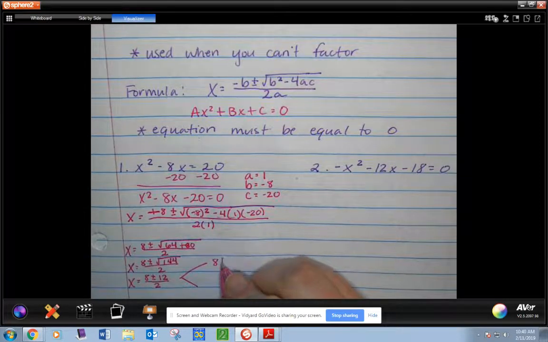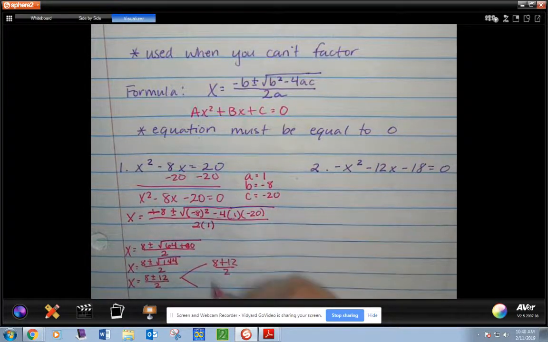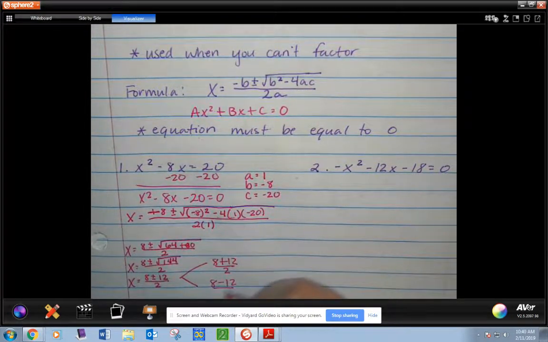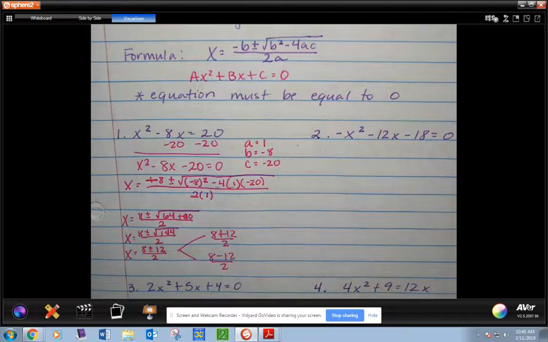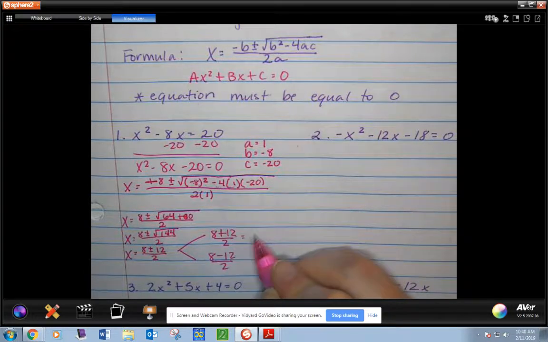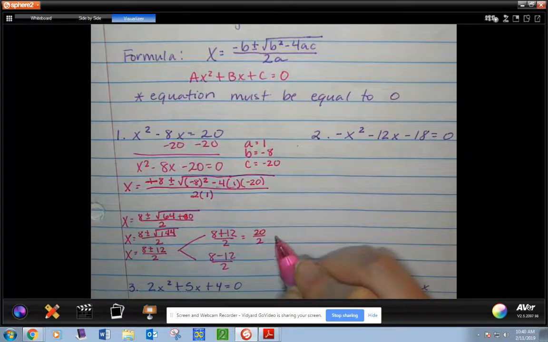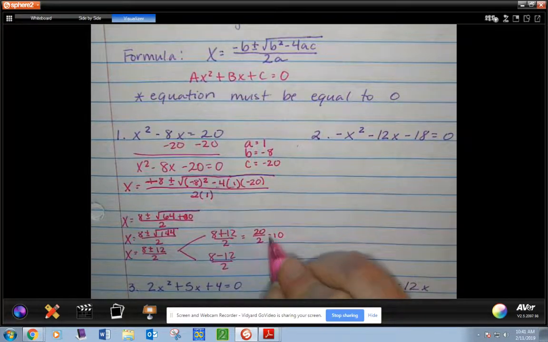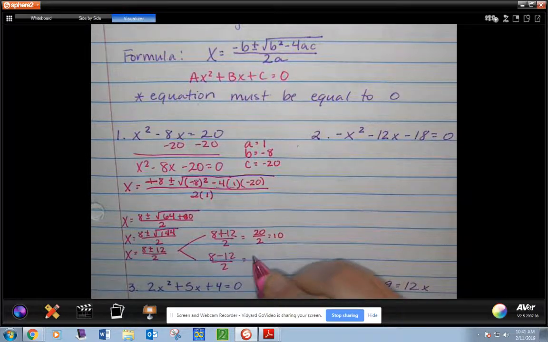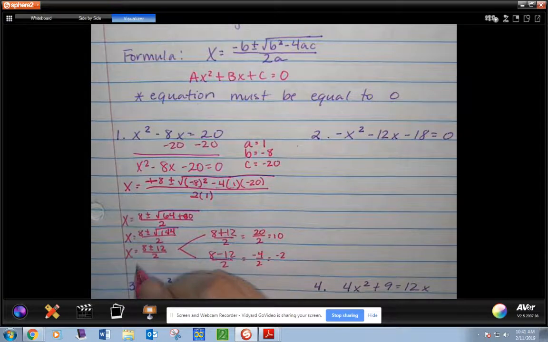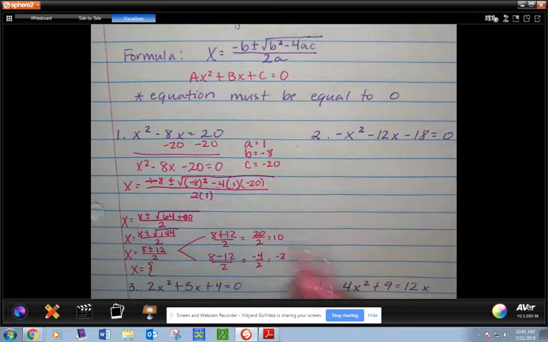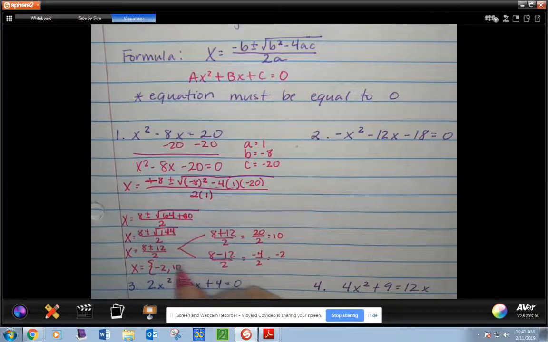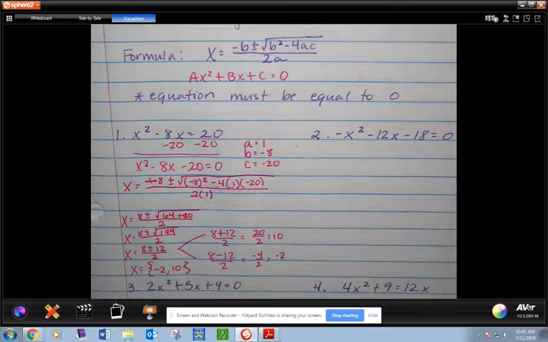We're going to do 8 plus 12 divided by 2, and we're going to do 8 minus 12 divided by 2, and the reason why is it says plus or minus. So 8 plus 12 is 20, and 20 divided by 2 is 10. 8 minus 12 is negative 4, and negative 4 divided by 2 is negative 2. I'm going to write my final answer in brackets like what we did the other day, smallest to biggest. So negative 2 and 10. And there's my two answers.